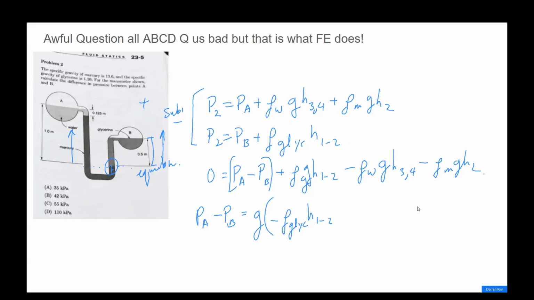And then did I do this correctly? I hope I did. Minus minus minus minus minus minus. I think I did this wrong. I think this is supposed to be minus and this is supposed to be plus. My apologies. So this is supposed to be plus because you're moving the other side, and it's gonna be minus rho W H3 comma 4 minus rho M G H2, and you got the bracket in. I think that's right. I think this is 2, 3, although I don't think I put 2, 3.